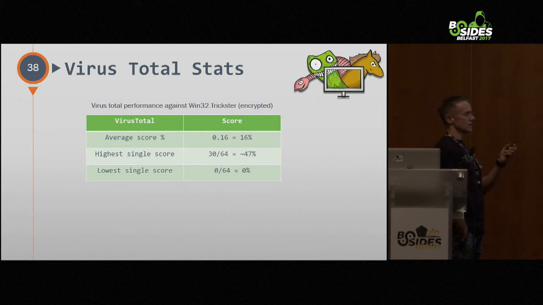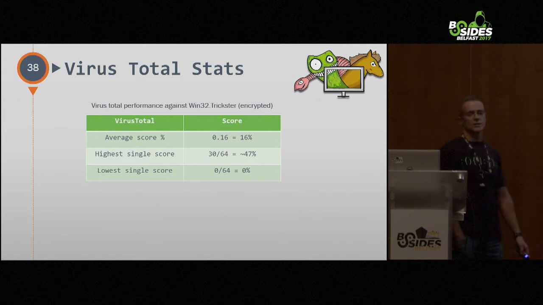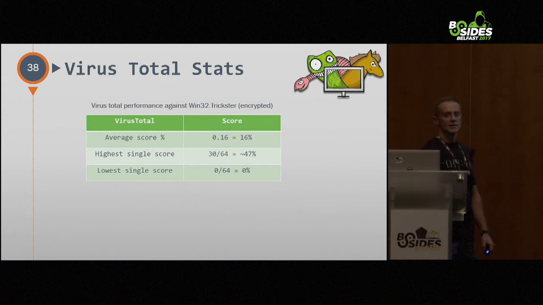Now, if you look at the actual scores, if you uploaded these to VirusTotal, they may be higher, because I just picked out the ones that actually identified this as Trickster. So you can see the overall average score was only 16%. So I didn't actually fare too badly, in terms of my first kind of stab at classification.